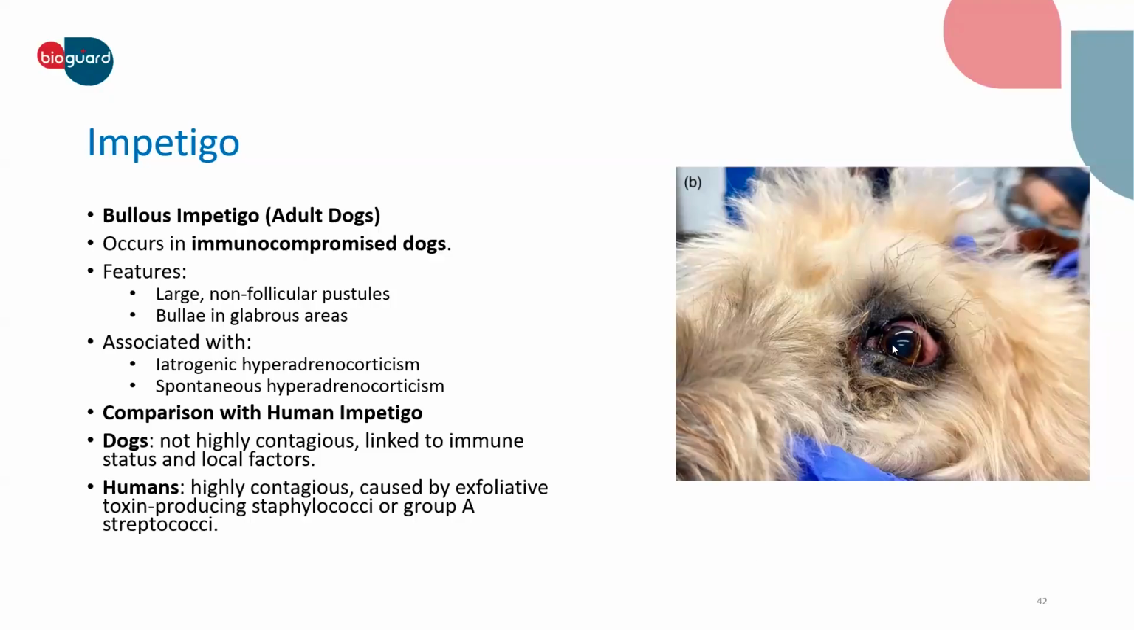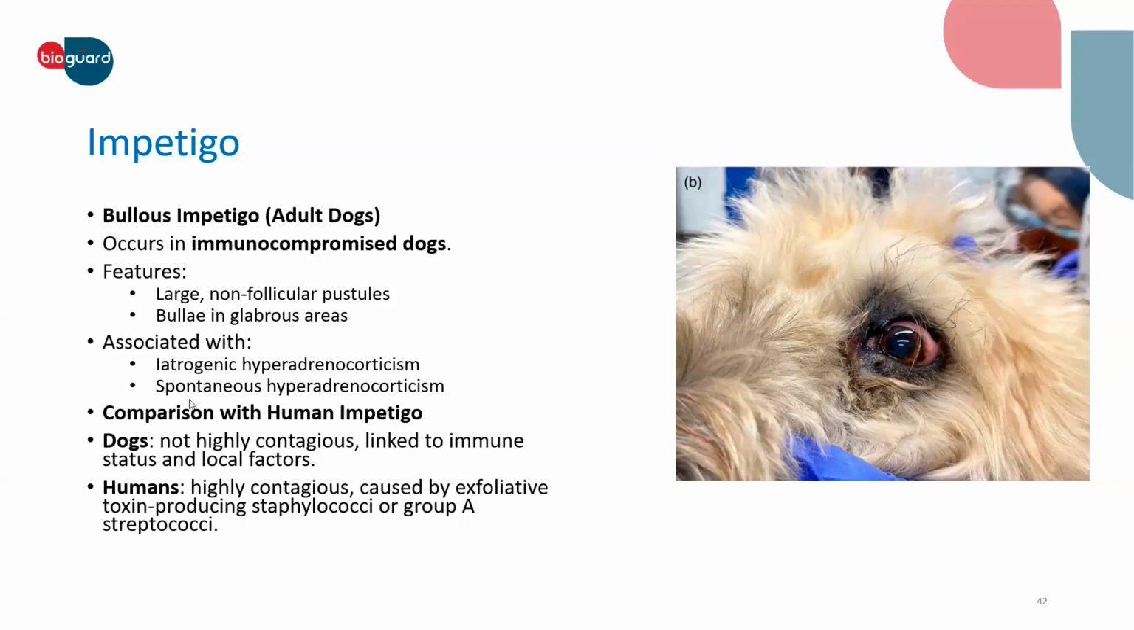And the figure here, you can see, this is a mucocutaneous pyoderma of the eyelid margin and medial canthus in a soft-coated Wheaten Terrier.